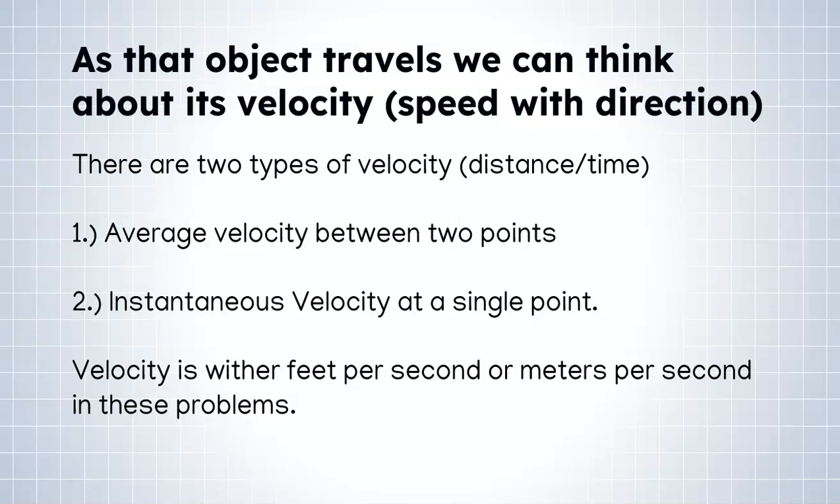Now there are two types of velocities. Keep in mind, velocity is measured in distance per time, feet per second, meters per second, whatever. The first is the average velocity between 2 points. So we have 2 points, 1 point here, 1 point here. What's the average velocity between them? The second type is the instantaneous velocity at a single point. Velocity again is either going to be feet per second or meters per second.